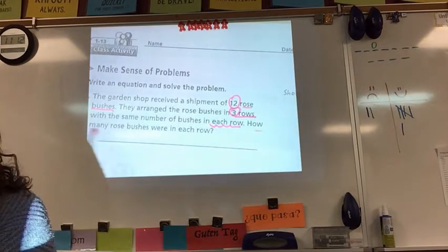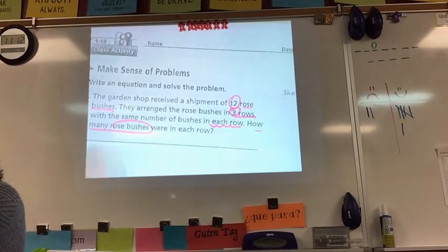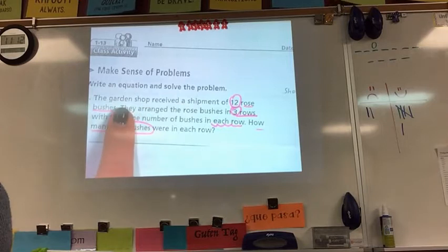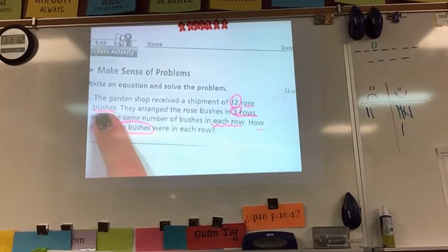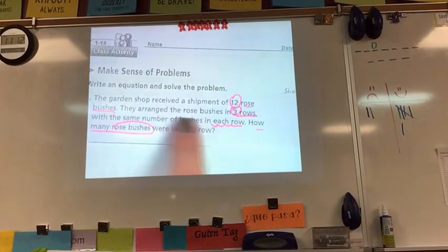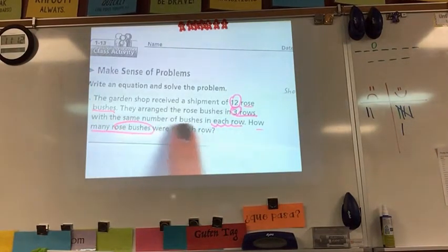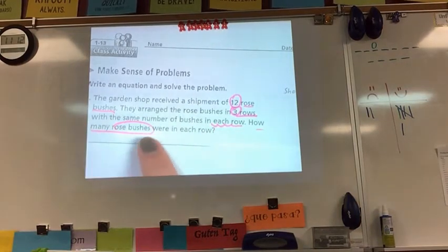How many rose bushes? So I want you all to practice reading it with me. Are you ready? Yes, we are. I heard like half of you. Are you ready? Yes, we are. Okay, I'll have my reading finger and I want to hear your reading voices. The garden shop received a shipment of 12 rose bushes. They arranged the rose bushes in 3 rows with the same number of bushes in each row. How many rose bushes in each row?